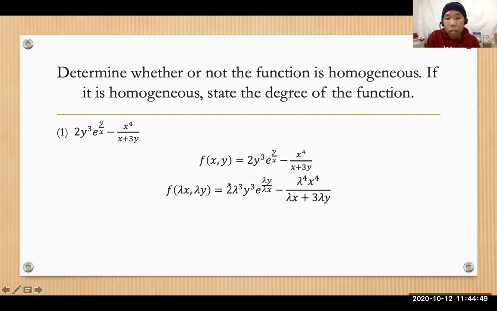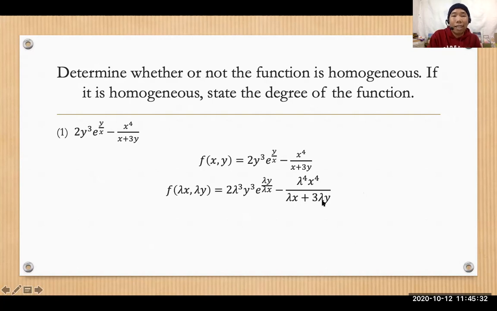So you just copy the constant to y cubed. You replace y by lambda y, it will become lambda cubed times y cubed. And here we have an exponential function. You have the variables y and x there. So y becomes lambda y and x becomes lambda x. Minus the second term, you have x raised to 4, and this x will be replaced by lambda x. So it will become lambda raised to 4 times x raised to 4 over here in your denominator. So you have x, it will become lambda x, and copy 3, and then y will be replaced by lambda y.